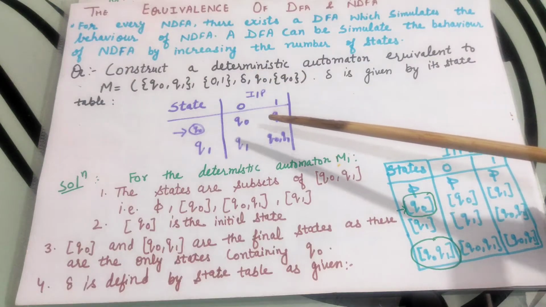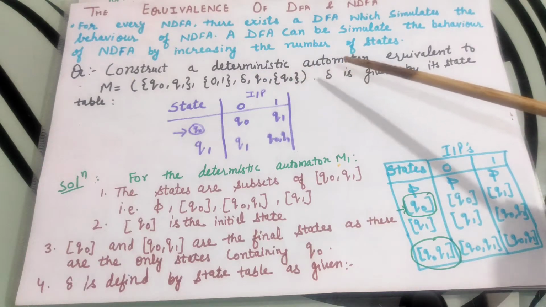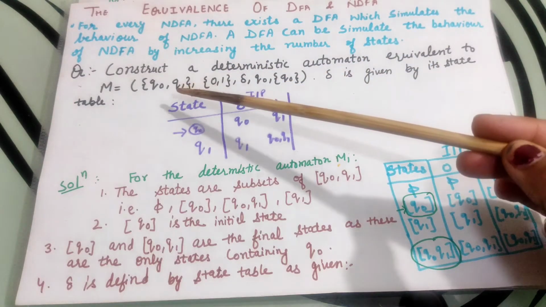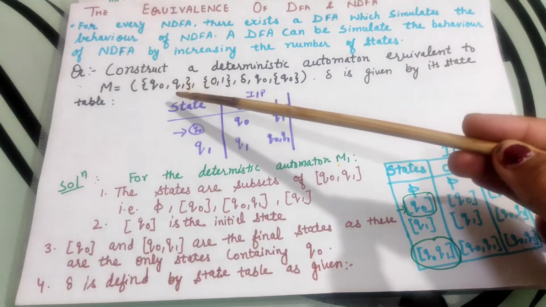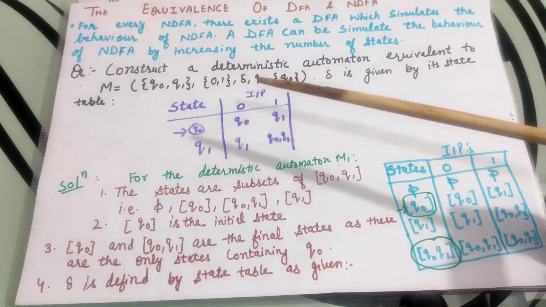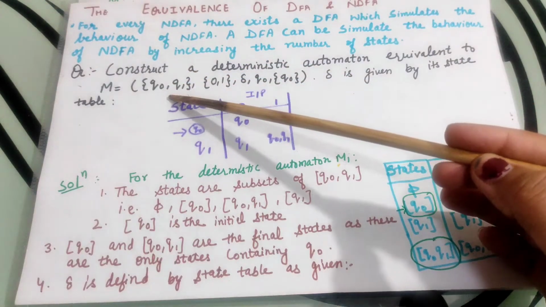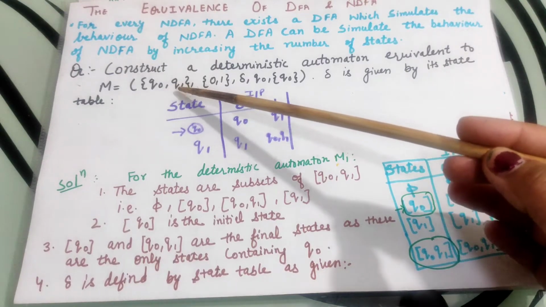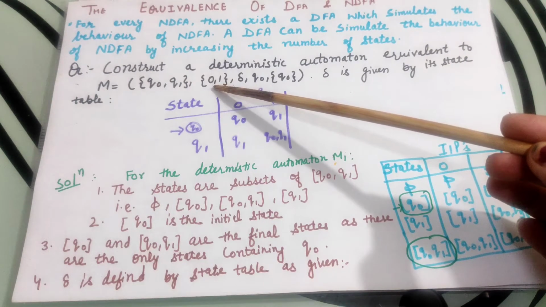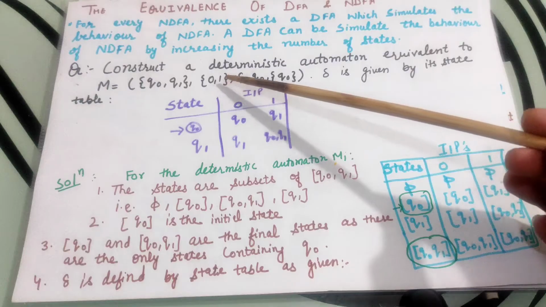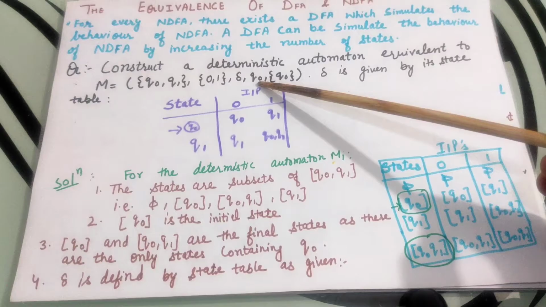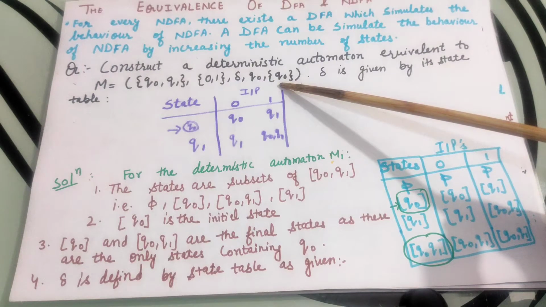For this, construct a deterministic automaton equivalent to a machine. As we know, a deterministic automaton has 5 tuples and an NDFA is also defined by 5 tuples. The first shows the number of states, these are Q0, Q1. 0 and 1 show the value of sigma, that is the second tuple, the set of inputs. This is the transition function. Q0 is the initial state and this Q0 is also shown as a final state.